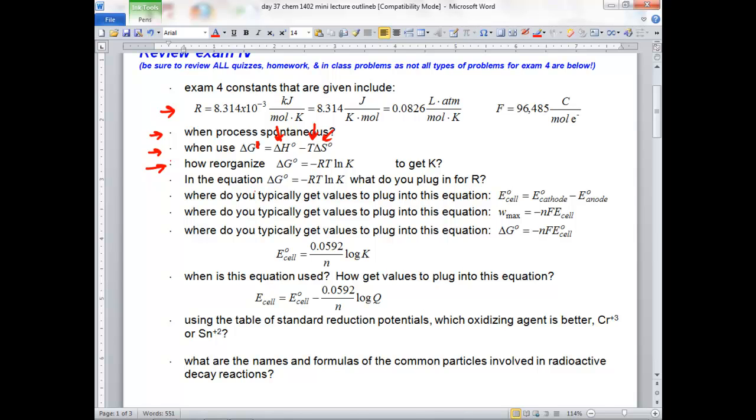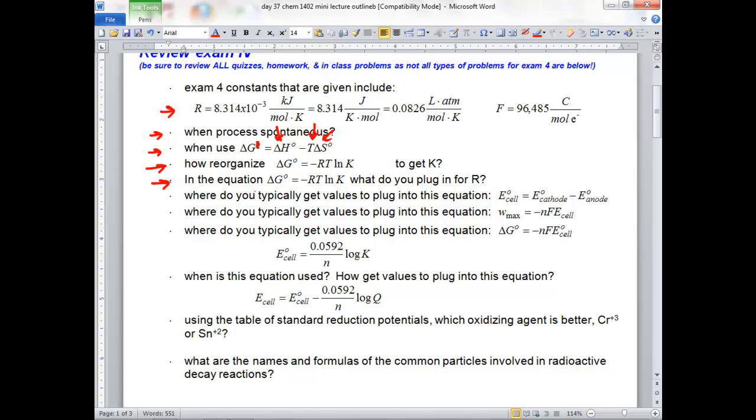Vanessa, what's big K again? What do we call it? Yeah, what's big K? The what constant? The one that starts with an E. Equilibrium constant. Big K is the equilibrium constant. Okay. In the equation, delta G0 is negative RT, natural log of that equilibrium constant, Eddie.